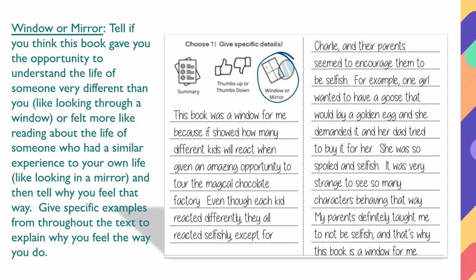She was so spoiled and selfish. It was very strange to see so many characters behaving that way. My parents definitely taught me not to be selfish, and that's why this book is a window for me." So I had this student here, they explained that the book was a window. So you've got to first tell, is it a window or a mirror? And then tell why, and then give examples, and then maybe restate at the end.